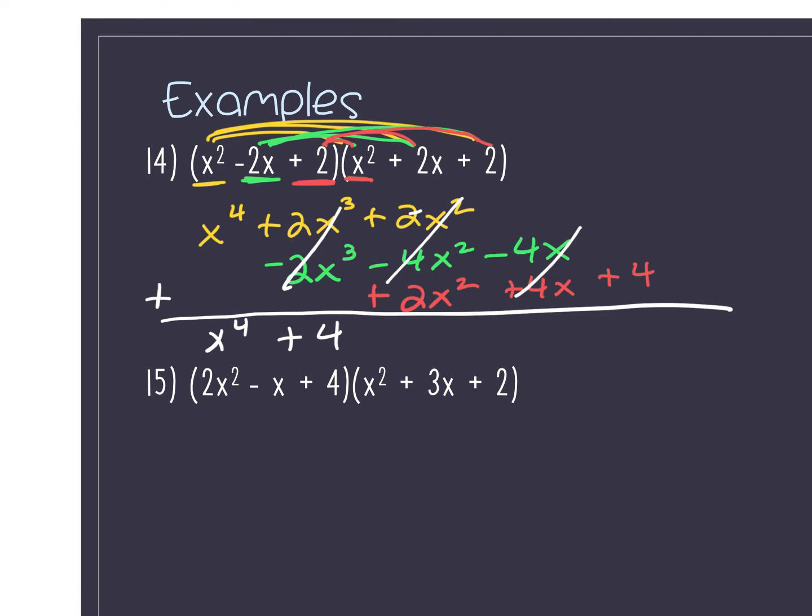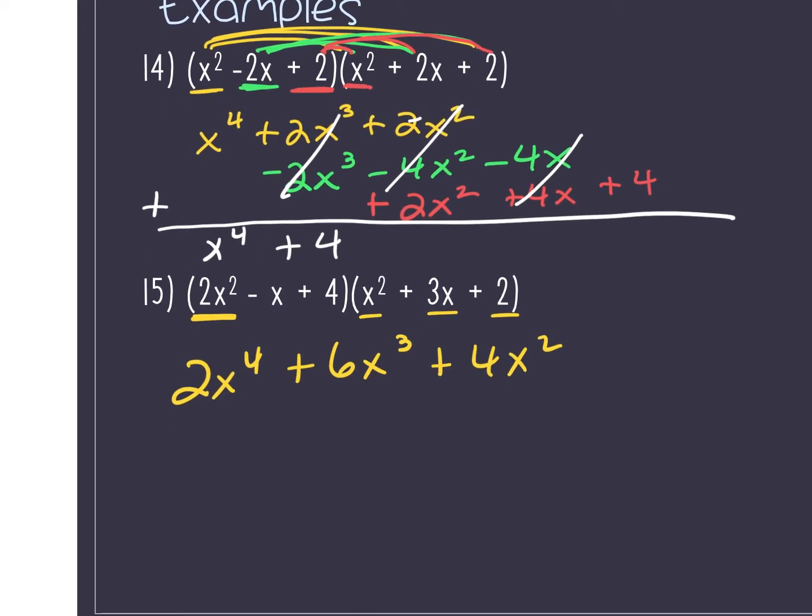So for the next one, again, I'm going to distribute 2x squared to all 3 of these. So 2x squared times x squared is 2x to the 4th. 2x squared times 3x, 6x to the 3rd. 2x squared times positive 2, 4x squared. Next, I'm going to be distributing the negative x to all 3. So negative x times x squared gives me negative x to the 3rd power. Negative x times 3x, negative 3x squared. Negative x times positive 2, negative 2x.